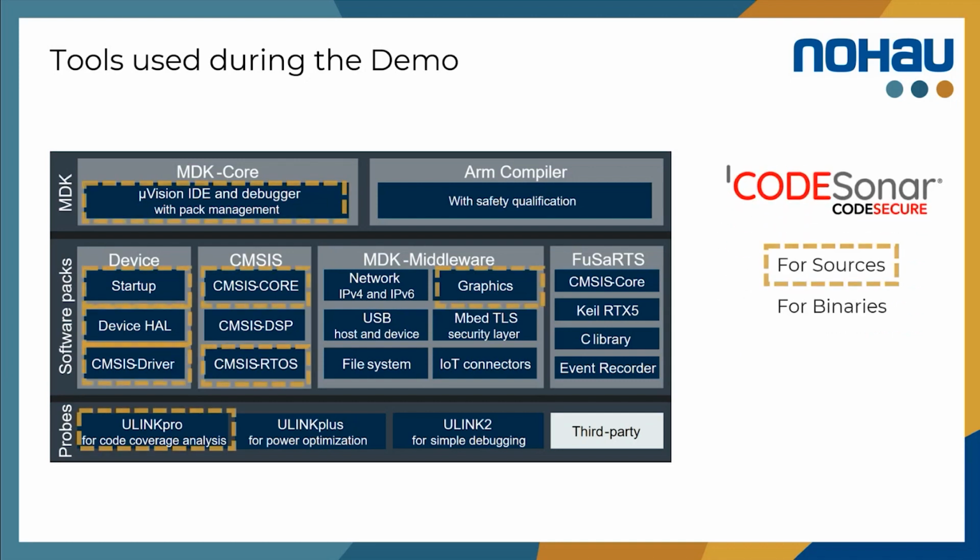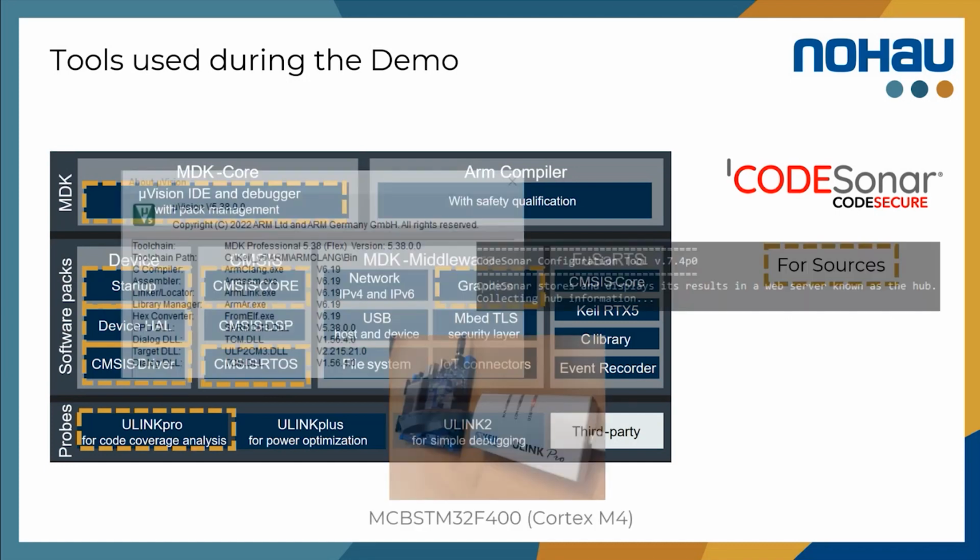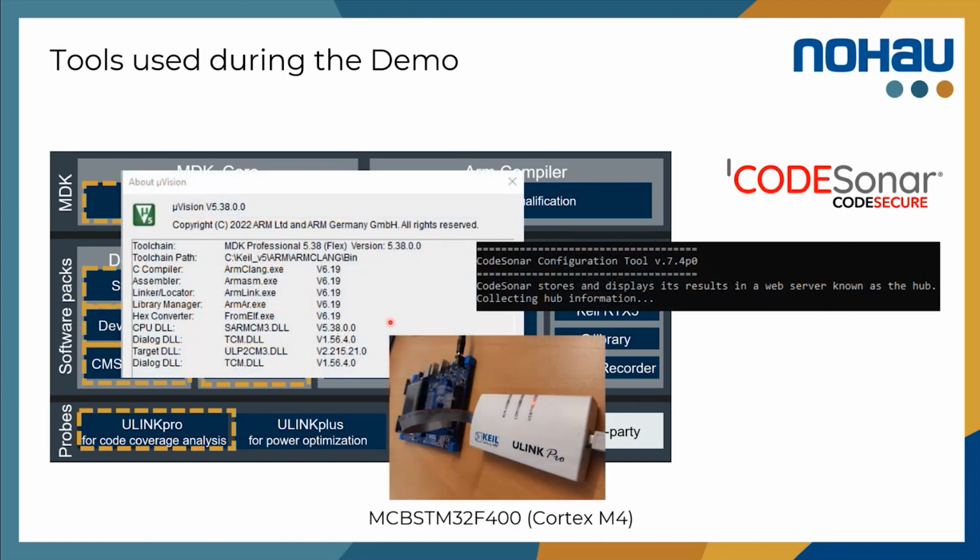I'm using MDK, particularly the IDE, so Microvision, Startup, and the whole hardware abstraction layer code, the STM32 codes, and the graphics library, and Ulink Pro on the Keil side. And on the CodeSonar side, I'm using CodeSonar for sources. Remember, you can also do CodeSonar for binaries. And this is what I'll be using.